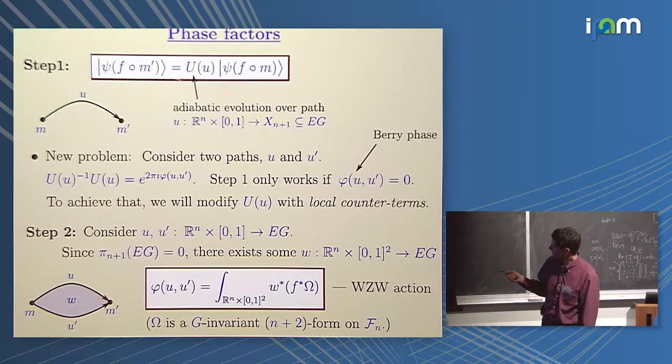So suppose we have two configurations of the order parameter, m prime and m, and it doesn't make sense to talk about the absolute phase, but the relative phase is well defined. And we construct a Hamiltonian that would move those configurations one to another adiabatically, and they would be connected by an adiabatic evolution operator U that depends on a path between the two configurations.